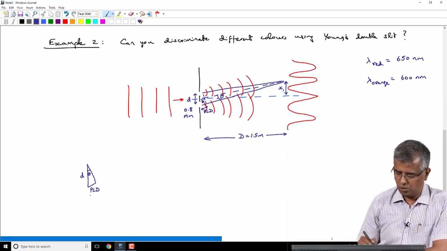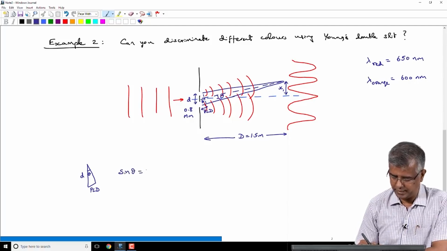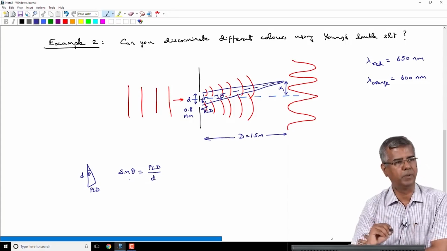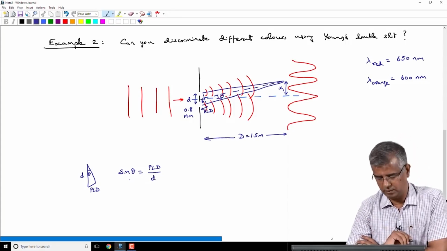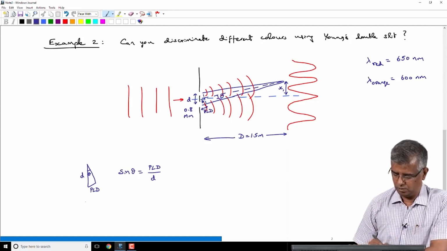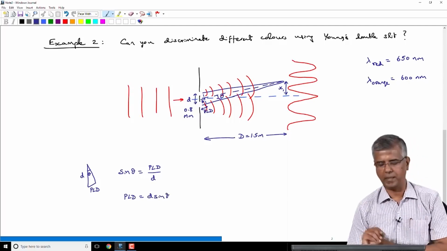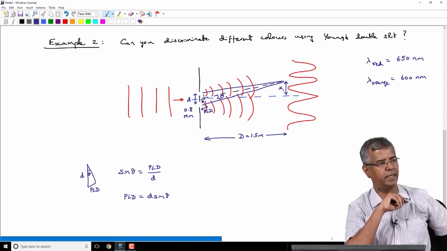Okay. So, you can write an expression for this saying that okay, sin theta is going to be equal to PLD over the hypotenuse, which is d over here. Okay. So, PLD is nothing but d sin theta. Okay, the path length difference is d sin theta.